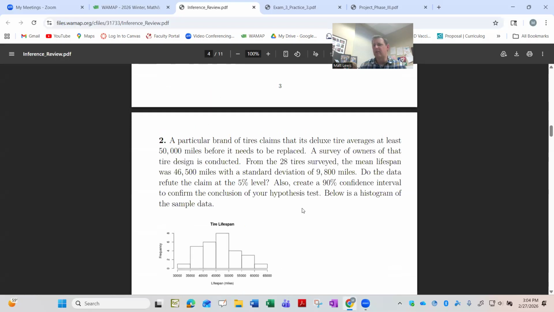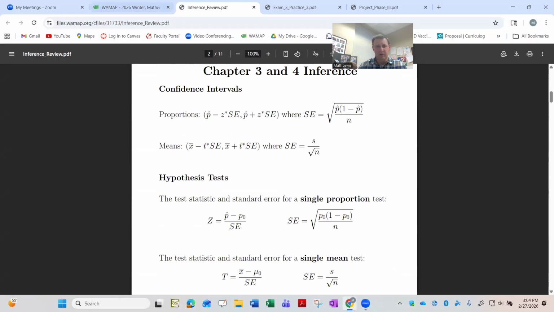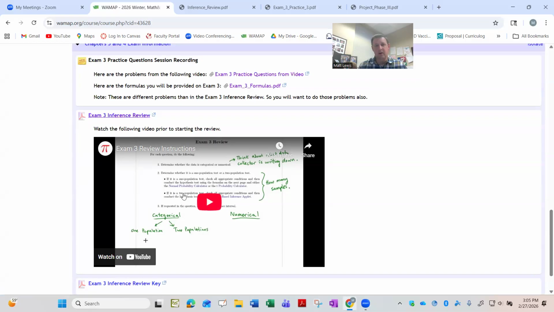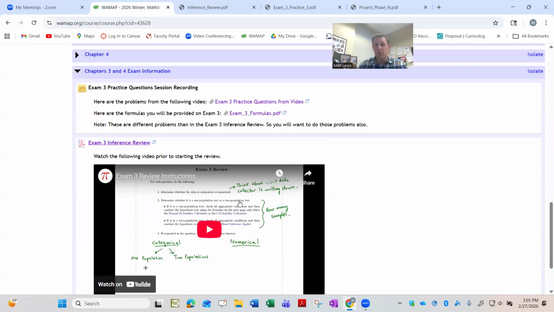So this weekend I would focus on doing phase 1 of your project. I would focus on completing all the homework for chapter 4, and then focus on this exam 3 inference review after you've watched the review session and gone through all the problems that we do in that review session Monday. Then I would go ahead and get started on this exam 3 review.